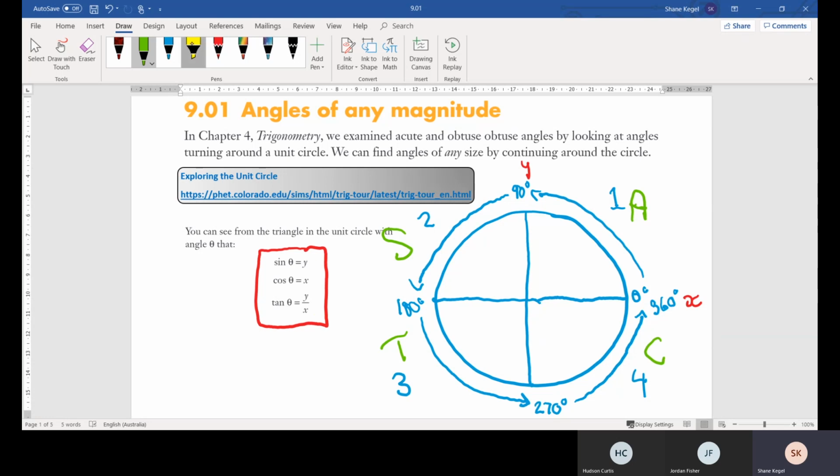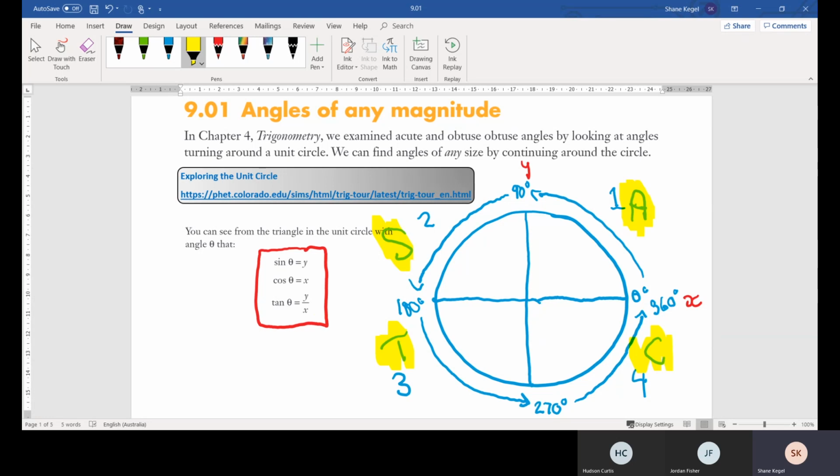So if you have a look at our acronyms here, we start with A in the first, S, T, C, and we use that acronym to remember what ratios are positive in what quadrants. So the way to remember it is all stations to central. That's probably the easiest one to explore.